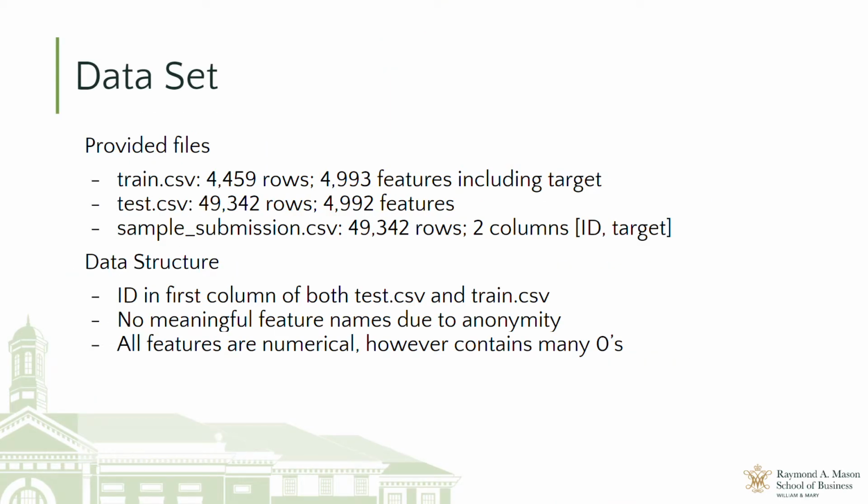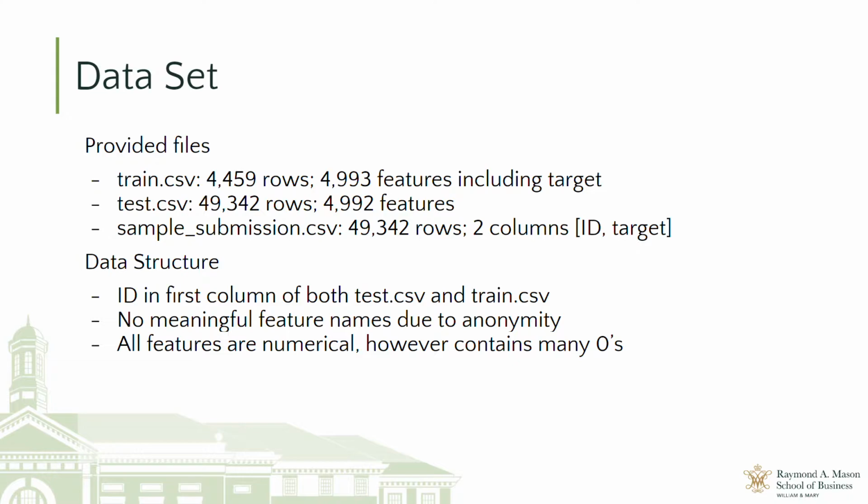The data provided by the Santander Group has already been split into the train and test set. The train data has 4,459 rows and 4,993 columns, which include the target in the second column. The test data is much larger with 49,342 rows and 4,992 columns, omitting the target column.